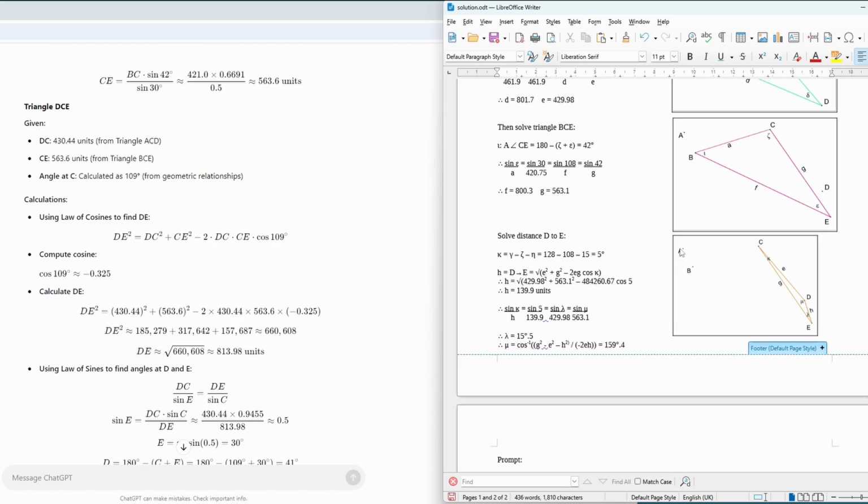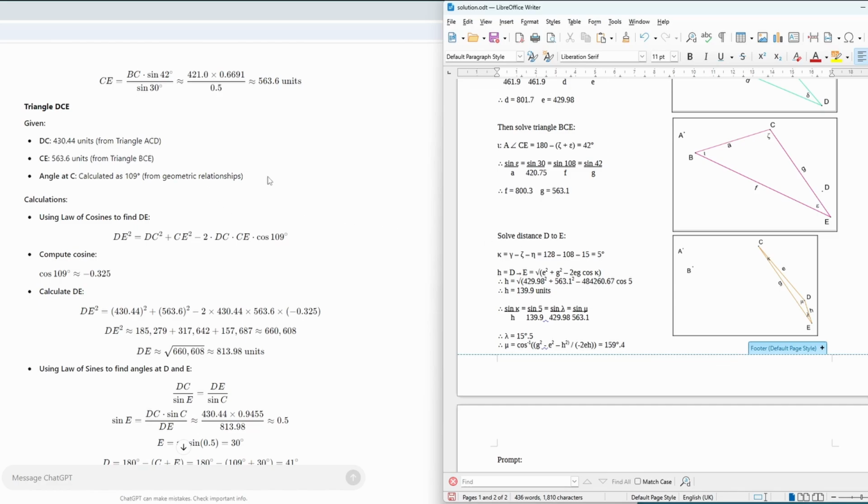It's very simple. We already know the angle from A through to D. We know the angle from A through to B, and we also know the angle from B through to E. So we just have to subtract ACB from ACD, and that will give us, as you can see here, 5 degrees.